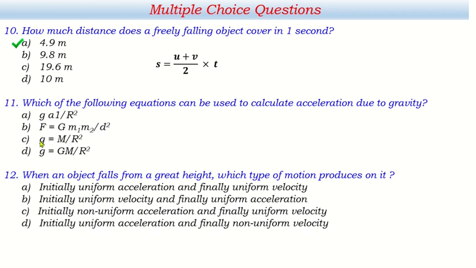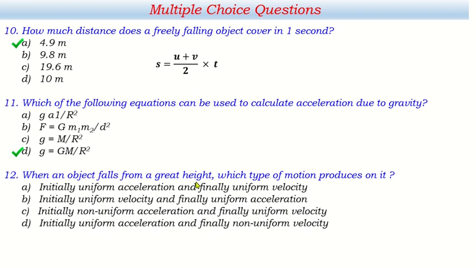And this C, small g, that is acceleration due to gravity, is equal to capital M by R square. This equation is incorrect because it should be capital G capital M upon R square. And number D, small g equal to capital G capital M by R square. Yes, this is used to calculate acceleration due to gravity on the surface of any heavenly body. Okay, now this is the correct answer.